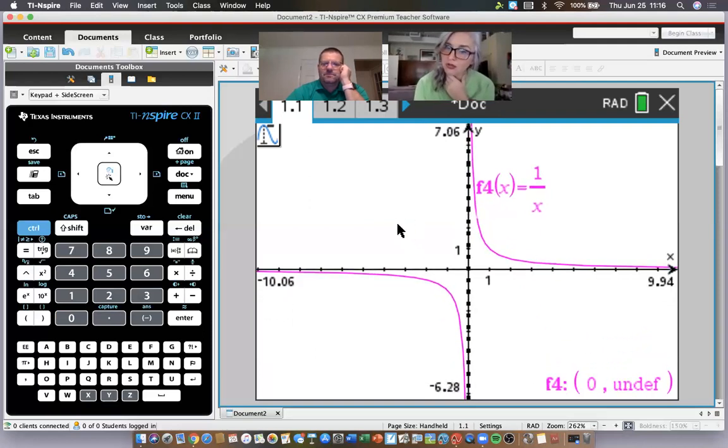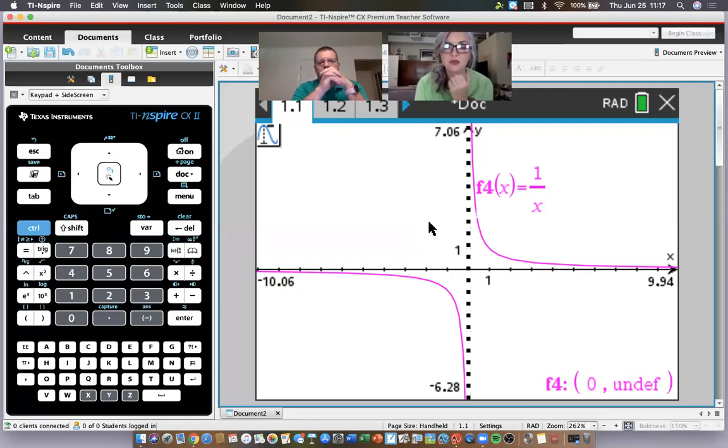The calculator tells me that it's undefined, and it puts a little dotted line there. And that dotted line is not part of the graph. It's okay. But sometimes we'll draw that in there, and we call that an asymptote. It's a boundary line that kind of limits the graph. I'm going to get close to that line, but it's not there.